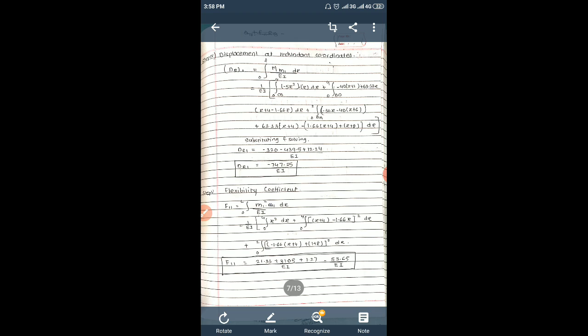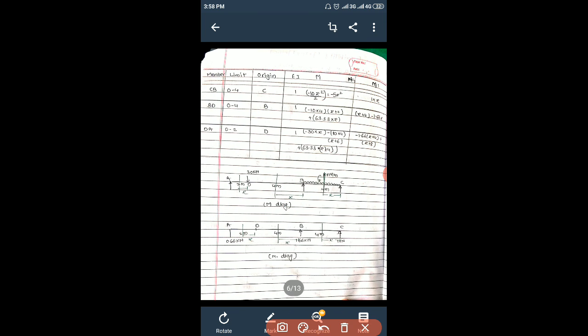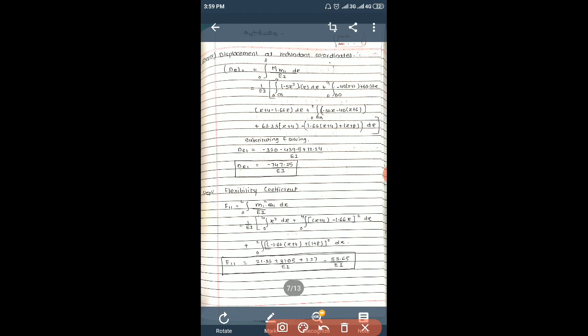Okay, m into m1, and for all the spans, for CB, BD and DA, this into this plus this into this plus this into this. Okay, this is what we have done over here. We have simplified the x value and substituted the limits, and we got dr1 equals minus 747.25 upon EI. This is the value for displacement at the redundant coordinate.